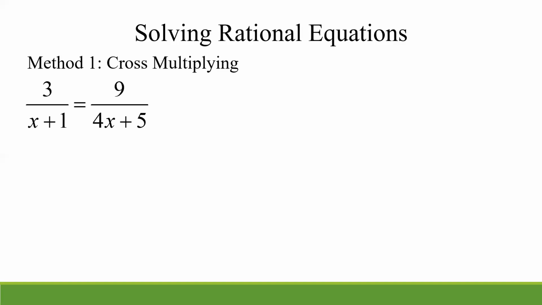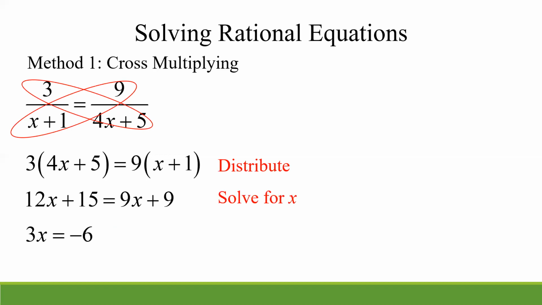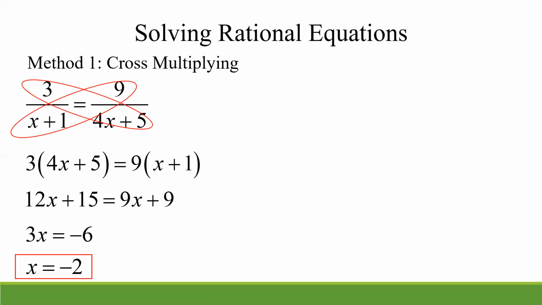There are some different names floating around out there, but basically we just cross multiply, exactly what it says. So we're going to take the 3 times 4x plus 5 and set that equal to 9 times x plus 1. And then we're just going to do some algebra. We need to distribute on both sides and then continue solving for x. If I subtract the 9x from both sides and subtract the 15, getting like terms together, you get 3x equals -6. And then, of course, divide by 3, so x equals -2. That's our solution, and that's kind of all we've got to do.